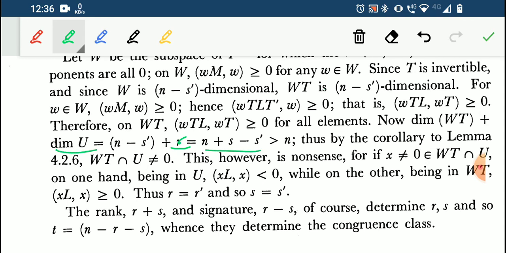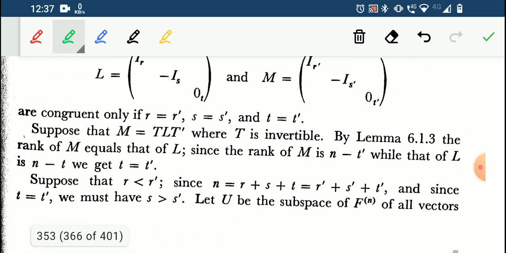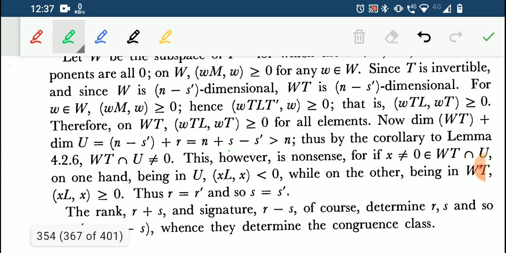The next step is given properly. They have rearranged it, n plus s written together minus s dash. So now s minus s dash will be greater than 0. Why? In the beginning we have assumed that r is less than r dash. To make it proper, s should be greater than s dash. So s minus s dash will be greater than 0 here.